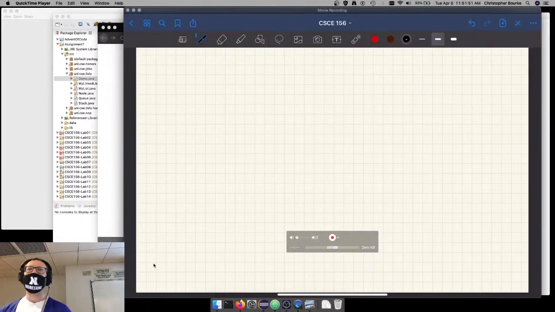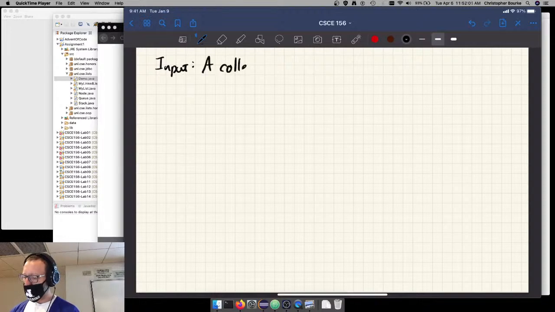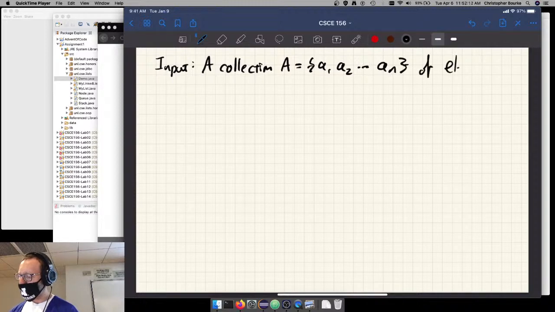What I'm going to do is label the input and label the output to start. So input, a collection, A equals A1, A2, dot, dot, dot, AN of elements. Right? So did I say that this was a list? Did I say that this was a set? Did I say that this was a linked list, an array? No. I kept it general and generic. It's a collection of stuff.